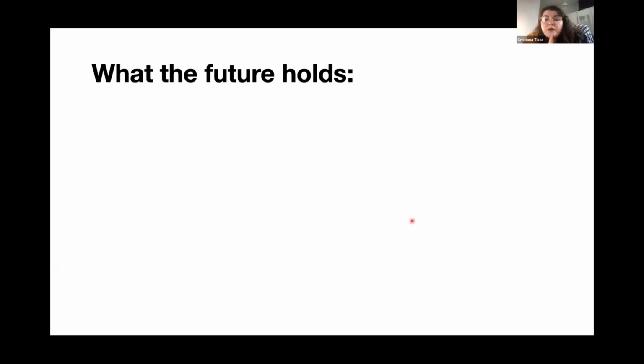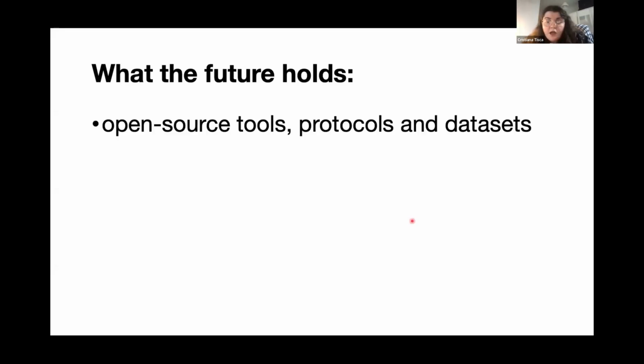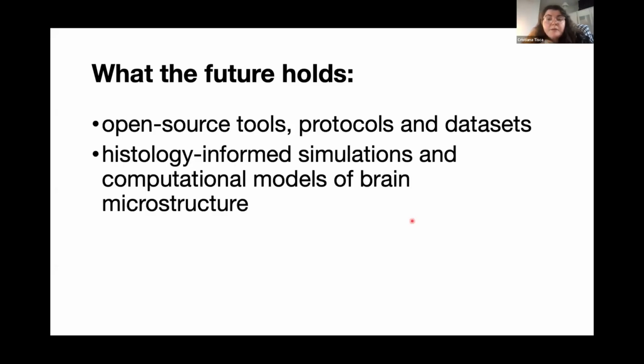So finally, what are some things that I would like to see in the future? So firstly, I also believe in open sourcing tools, protocols, and data sets. This ensures replicability and fosters our scientific progress. And secondly, by building more and more comprehensive MRI histology data sets, we can start developing better histologically informed simulations and computational models of brain microstructure, which can benefit MRI.